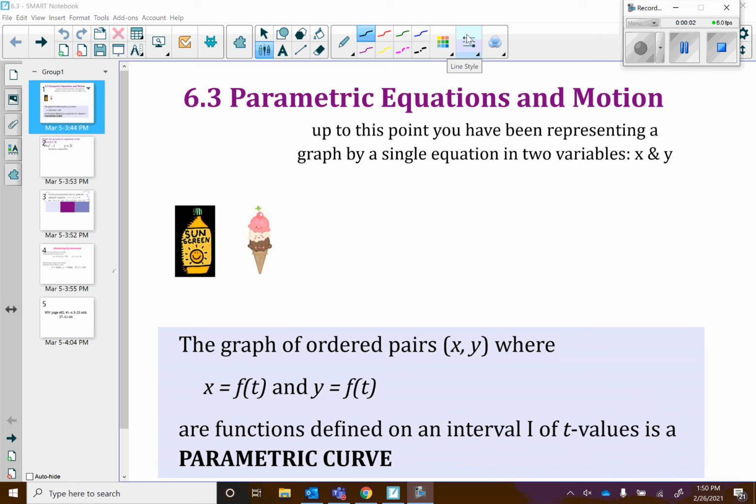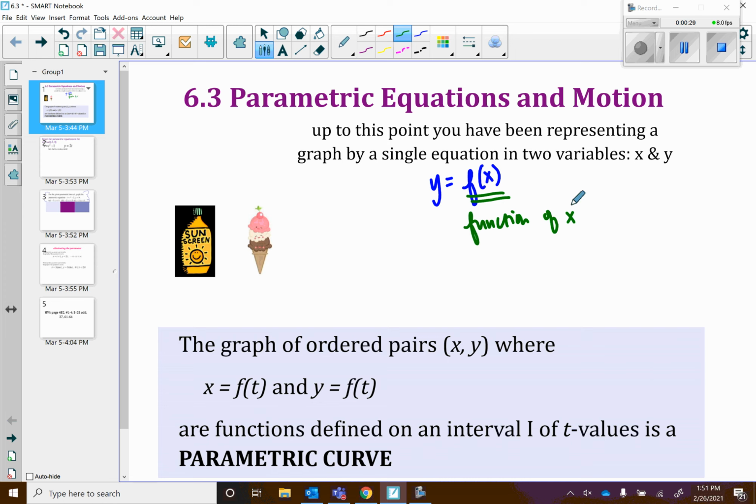Hello again. We're going to take some notes on 6.3, parametric equations and motion. So up until this point, we've been representing a graph by a single equation that has two variables, x and y. Specifically, we say y is equal to f of x, meaning y is a function of x, or as x changes, so does our y.